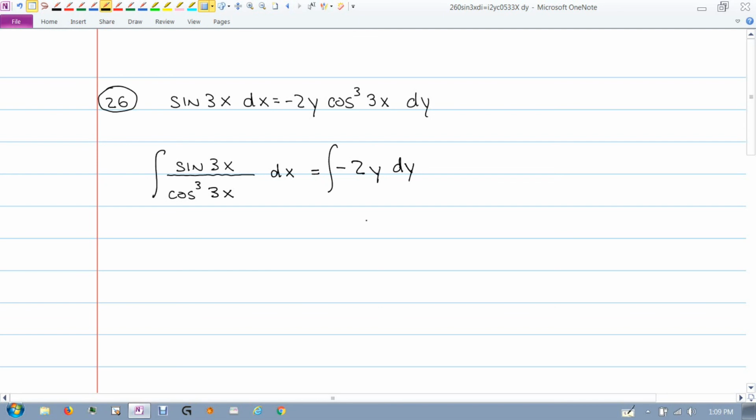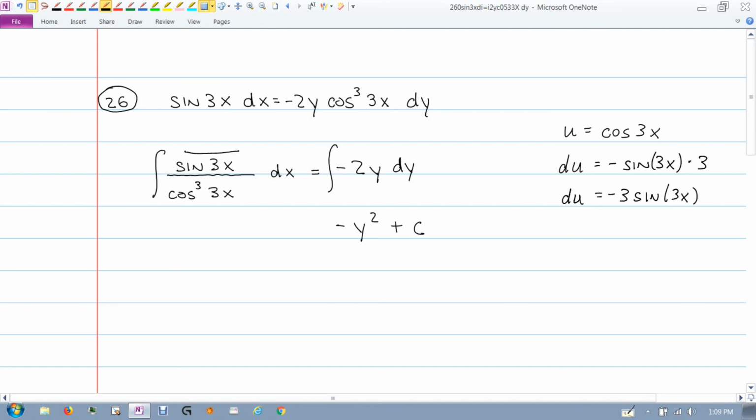So on the right hand side, no big deal. But on the left hand side, we need a basic U sub. My basic U sub is U is going to be cosine 3x. du is negative sine of 3x, and then chain rule says that times 3. So I have negative 3 sine 3x is du, and that's almost what I have up top here.